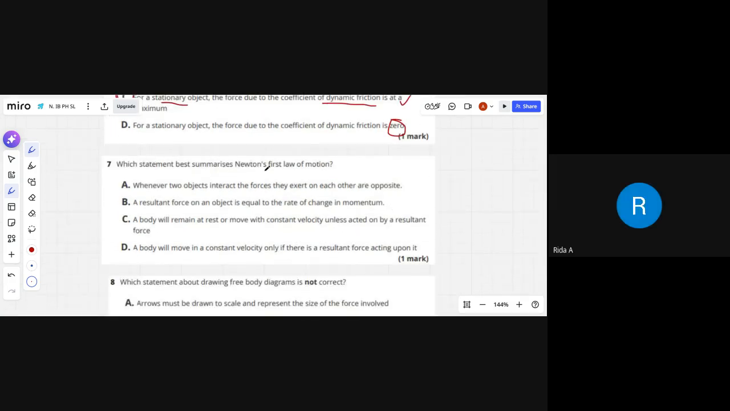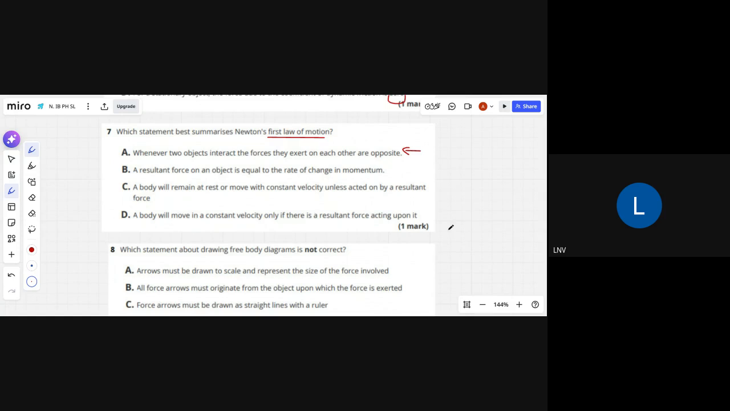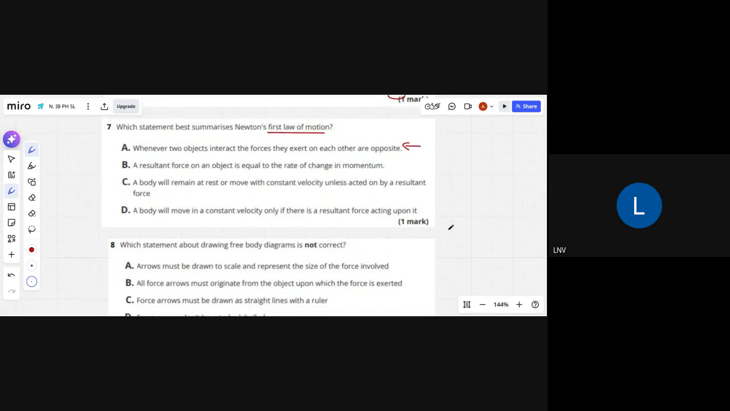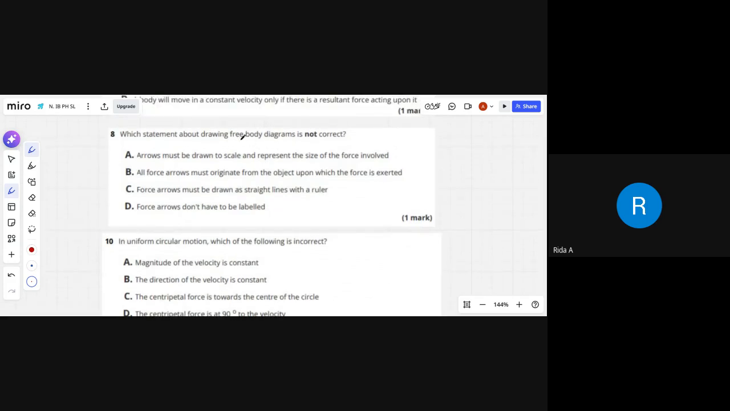All right, so which statement best summarizes Newton's first law of motion? When two objects interact, forces exert equal and opposite. Resultant force of an object is equal to the rate of change of momentum. A body will remain at rest or move with constant velocity unless acted on by a resultant force. Or part D, a body will move in a constant velocity only if there is a resultant force acting on it. Yeah, it should be C. Yep, that's right. Excellent.